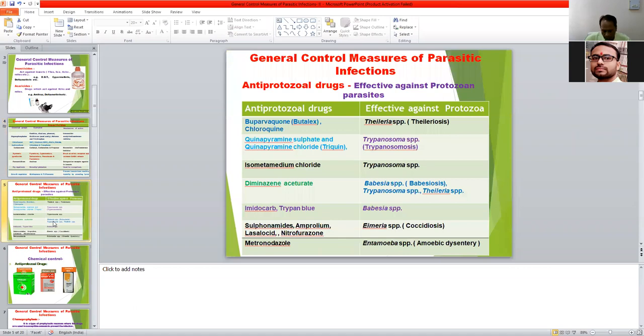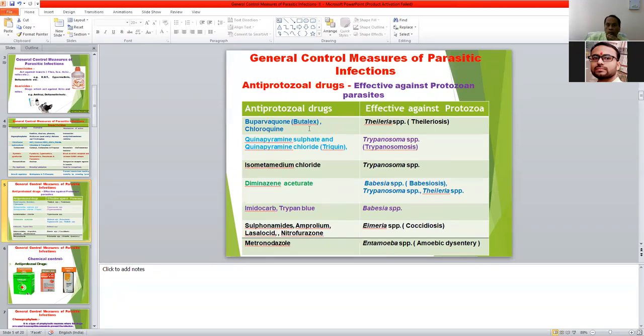Then comes the antiprotozoal drugs. We have discussed anthelmintics, which act against helminth parasites. I have discussed insecticides and acaricides, which act only on ectoparasites. And these are the antiprotozoal drugs, which act against protozoa. Here we have mentioned some important antiprotozoal drugs. There are a lot of antiprotozoal drugs, but here I have mentioned only some important ones.